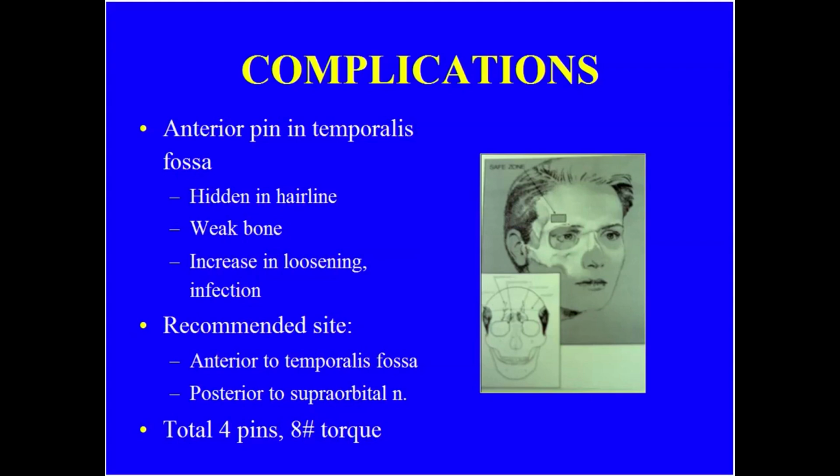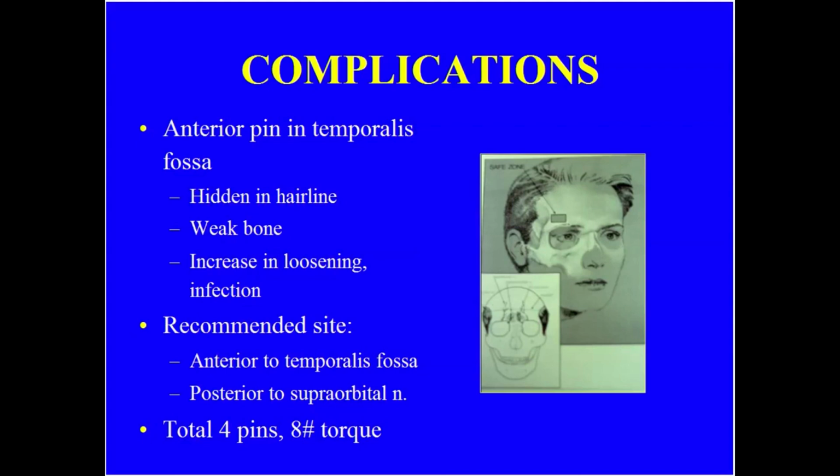The problem is that the temporalis muscle moves when you chew, the bone is thin in the temporalis fossa, and you have a significantly increased rate of loosening and infection if you put the pin in the temporalis fossa. The recommended site is therefore anterior to the temporalis fossa and posterior to the supraorbital nerve. Although cosmetically it's not very appealing, you have a much, much lower loosening rate. You should be aware of those landmarks. This is where the anterior pin goes.